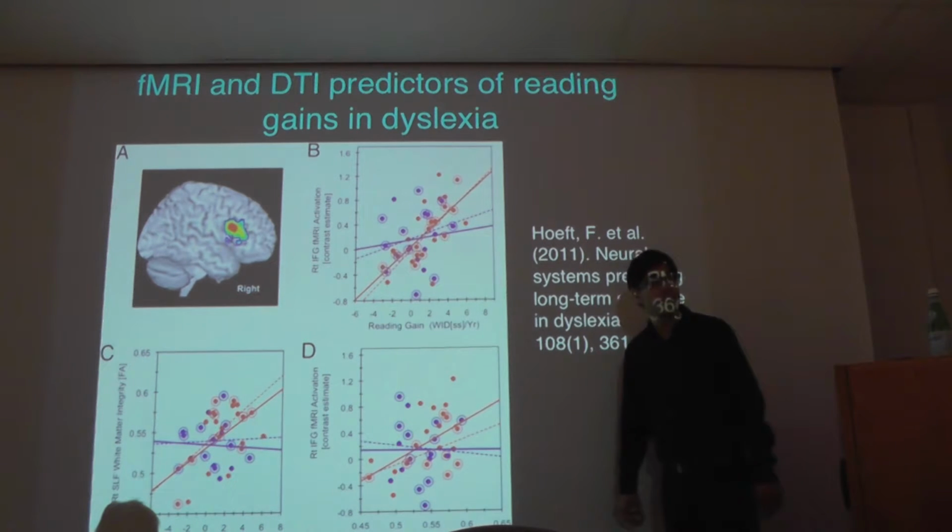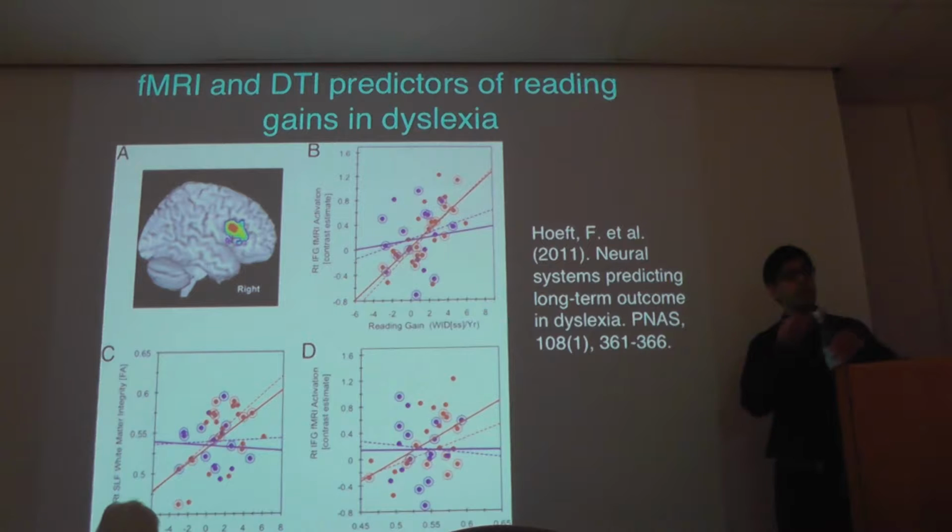Raj: Yes, sorry, quick question. The white matter integrity says nothing about the connections between the right IFG and wherever it is connected to, but it's just saying the diffusion index.